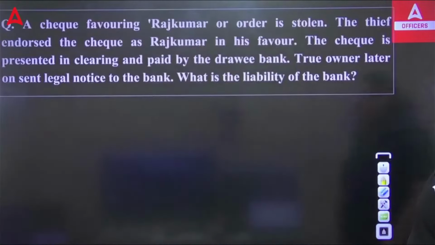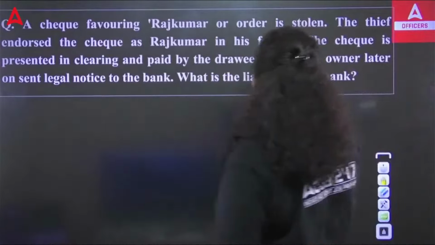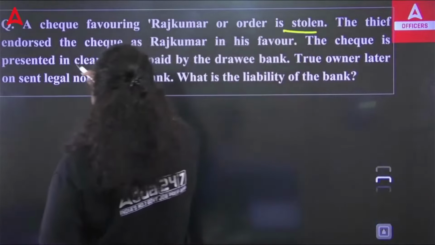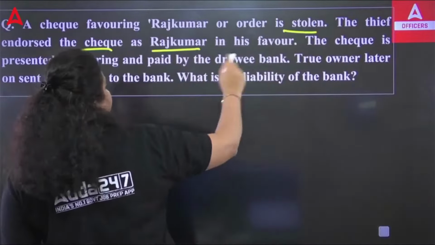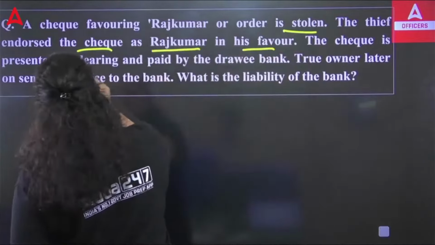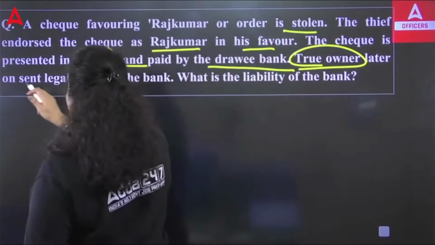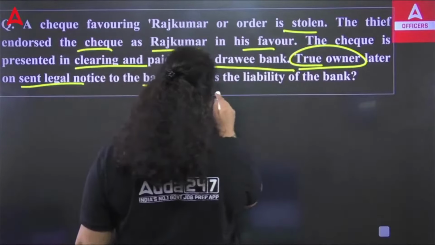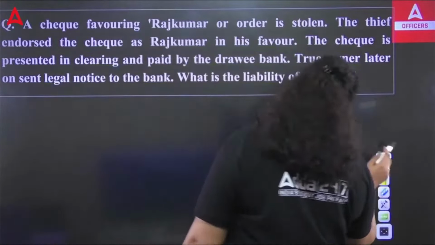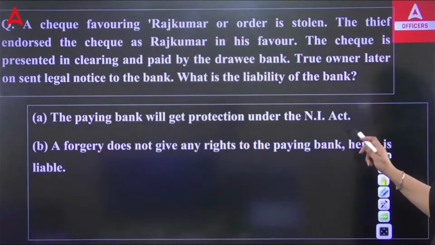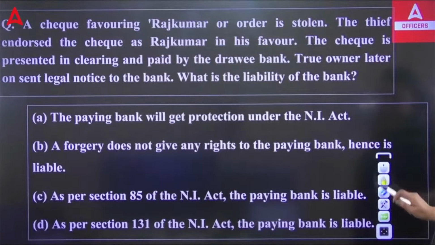Okay. Now, next question. A check favoring Mr. Rajkumar or order is stolen. The thief endorsed the check as Rajkumar in his own favor. The check is presented in clearing and paid by the drawee bank. The true owner later on sent a legal notice to the bank. What is the liability of the bank?